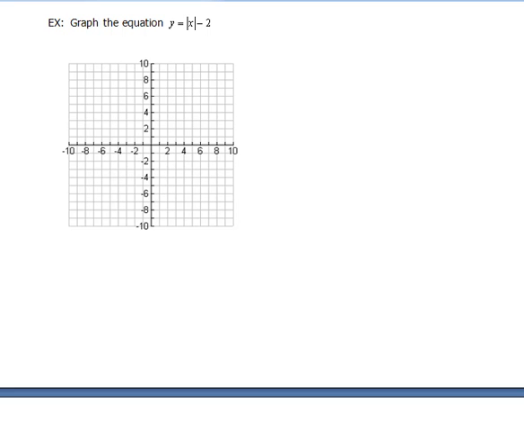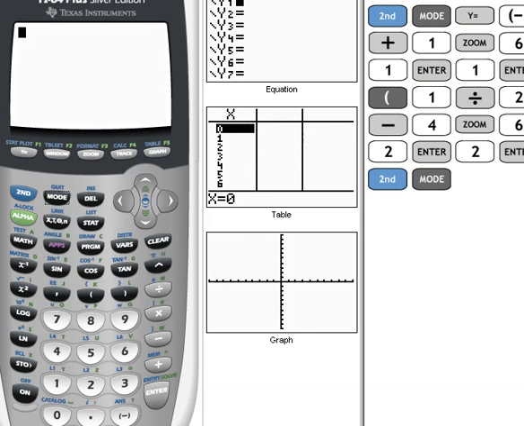This example is asking us to graph y equals the absolute value of x minus 2. And I wanted to do this specifically so that not only we could practice using our calculator, but also so that you would know where the absolute value symbol is on your calculator. So let's go to our calculators.